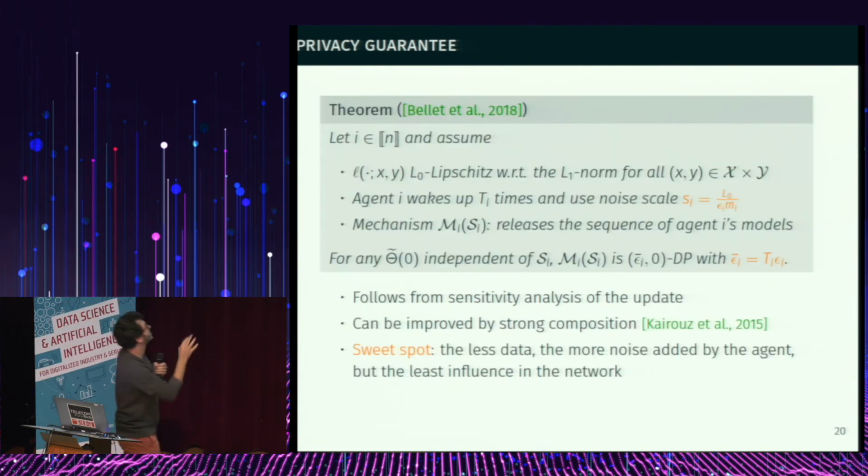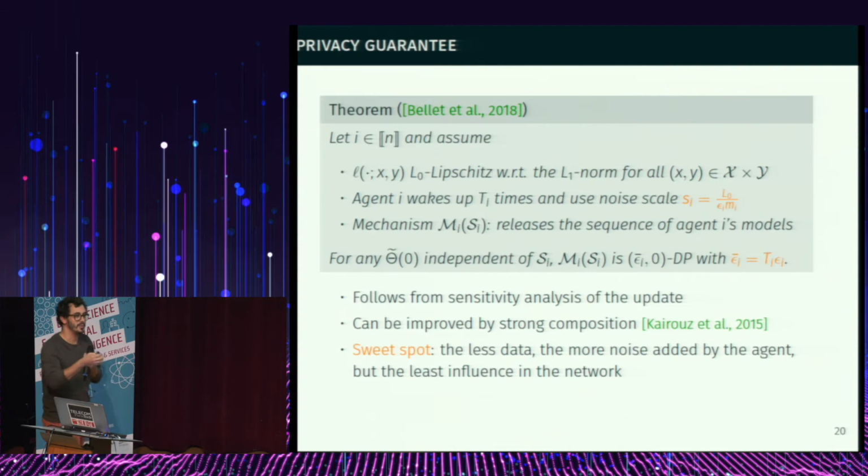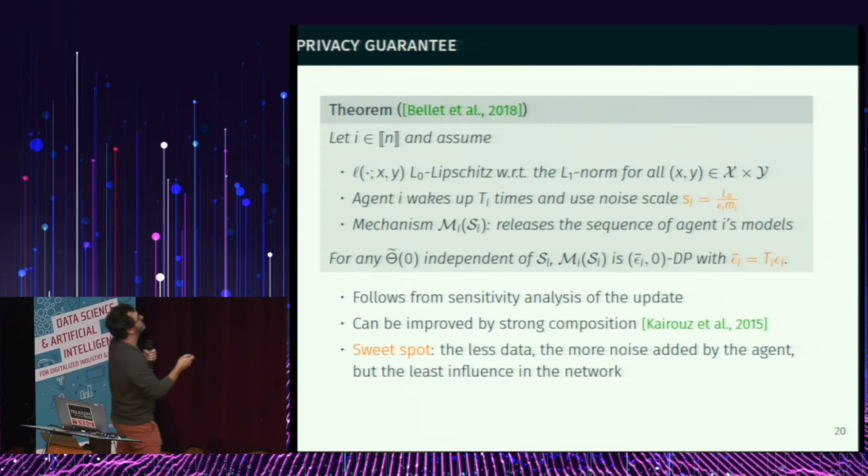Okay, so this is our private algorithm now, and we can state the guarantee, which looks like this. Maybe the most important here is how we define the mechanism. This is to reflect the assumption that I mentioned before, that the adversary is able to see everything that you're sending. So the mechanism for user i takes as input the dataset S_i and releases the sequence of the updates made by the agent. This is the output that we care about because that's what reveals potential information about the data.